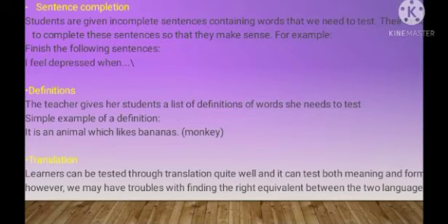Okay, and the last is translation. Learners can be tested through translation quite well, and it can test both meaning and form. However, we may have trouble with finding the right equivalent between the two languages.